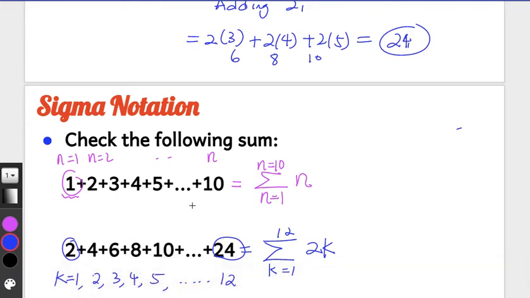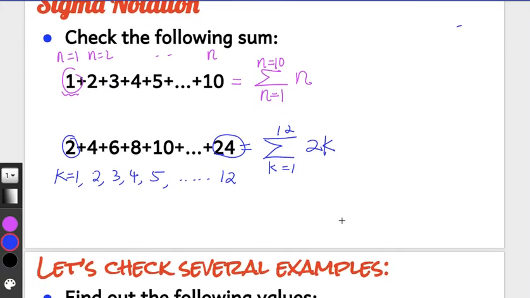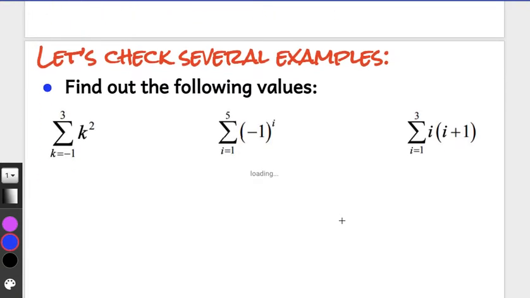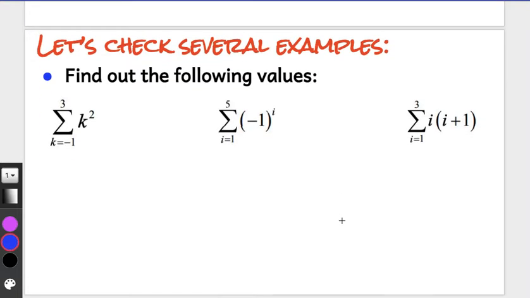Okay, so that's one way to save our space, to save our energy. Instead of writing the whole long sum of such a long list of terms, we can just use a symbol, which is called sigma notation, to rewrite this sum. Now we are going to do some practice regarding this symbol. Let's check the different symbols and different expressions to see how we do this kind of thing.